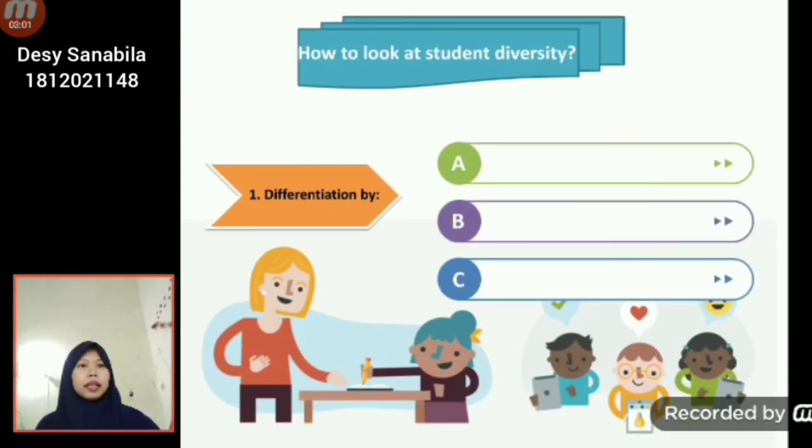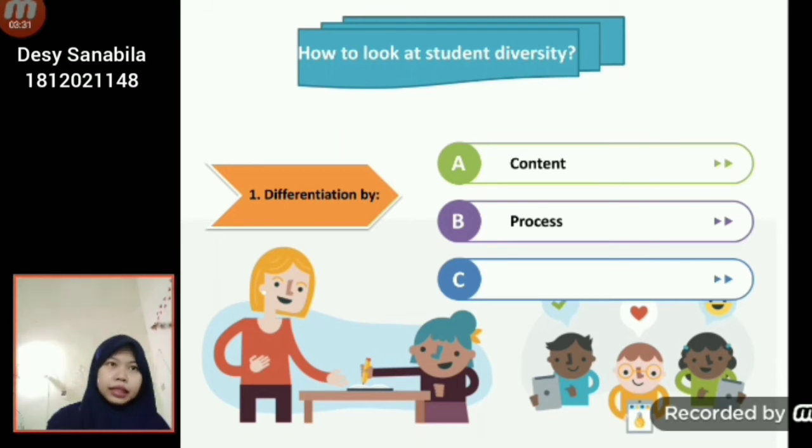This is about how to look at student diversity. Actually, it will be divided into 2 parts, and for the first is differentiated by content. Content was referred to as the information students needed to learn, and it included what teachers taught and want students to learn. Next, process. Process was referred to the tasks of students in the learning process and how they gain understanding of the material.